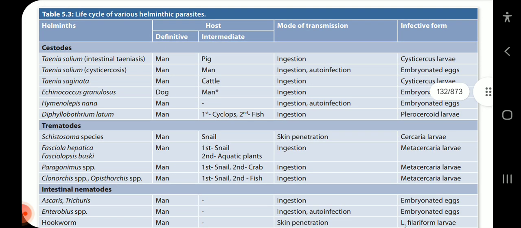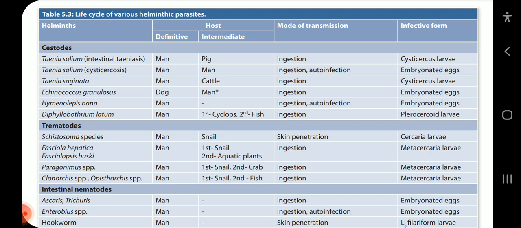Now, the life cycle of various helminthic parasites. Cestodes, Taenia solium, intestinal taeniasis: definitive host man, intermediate host pig, mode of transmission ingestion, infective form cysticercus larvae. Taenia solium cysticercosis: definitive host man, intermediate host also man, mode of transmission ingestion, autoinfection, infective form embryonated eggs. Cestodes, Taenia saginata: definitive host man, intermediate host cattle, mode of transmission ingestion, infective form cysticercus larvae.